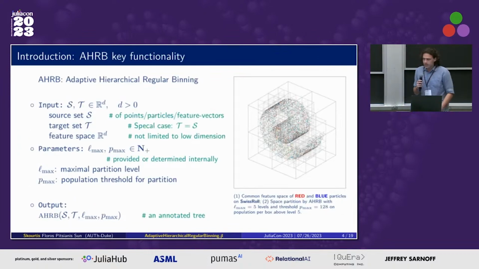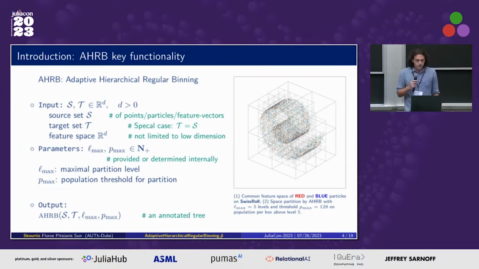So ARB accepts a source and a target set of particles in a high dimensional space alongside two control parameters, Lmax and Pmax. Lmax controls the maximum number of partition levels of the space, and the other one, Pmax, controls the population threshold of the inner nodes. And by inner nodes, I mean the non-terminal nodes of the computed tree. So yes, the result is an annotated tree structure.